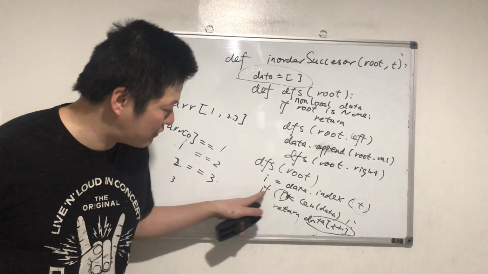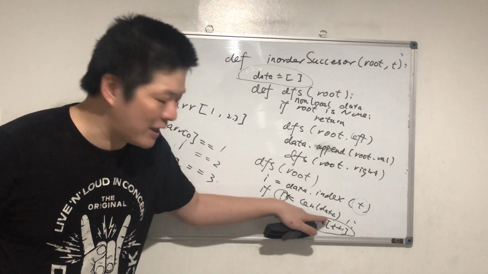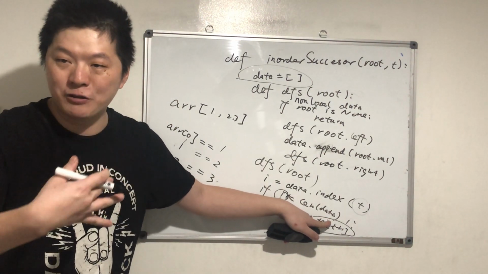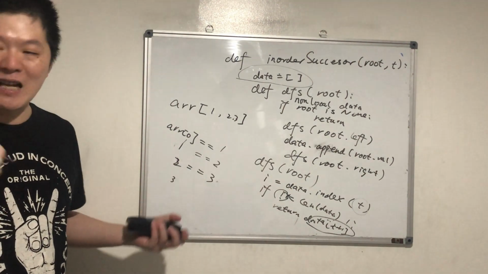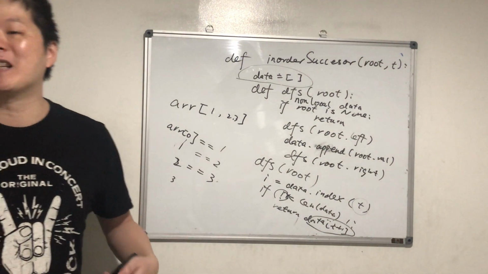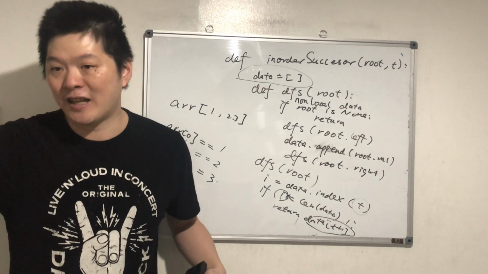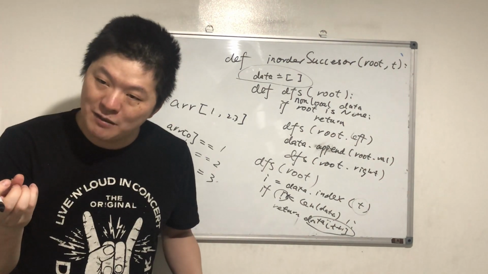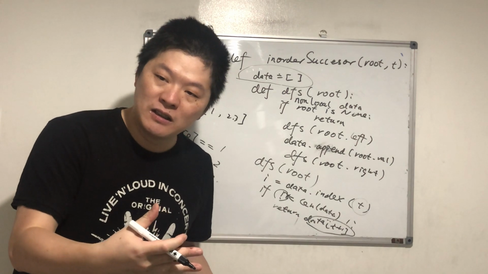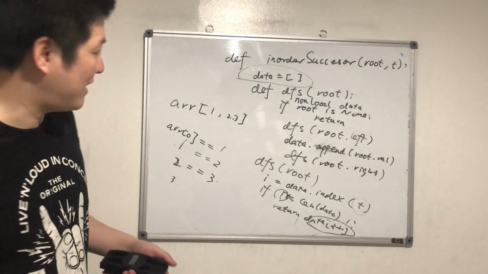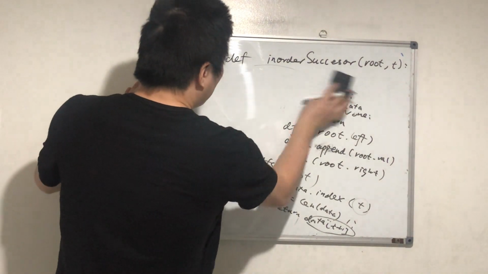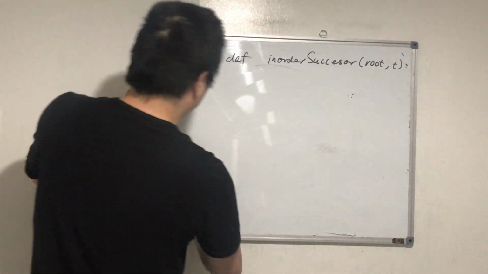So that's why we have to check. If i plus 1 is still within the boundary, then I can return the next one, right? Otherwise, it's the last element, and we can't find the successor. We can't find the smallest element that is larger than the last element, right?